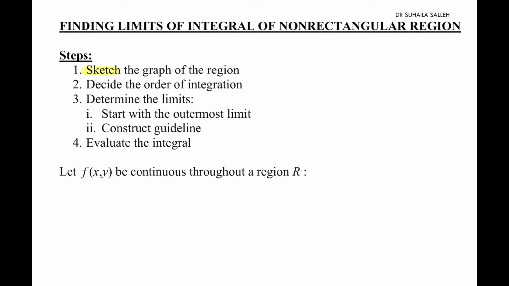Next, you have to decide the order of integration. The order of integration here means, if you have your question in terms of y and x, the order of integration is either dy dx or dx dy. So you have to decide. Our third step is to start with finding the outermost limit. The outermost limit will always be constant values, always. You cannot have variables there.